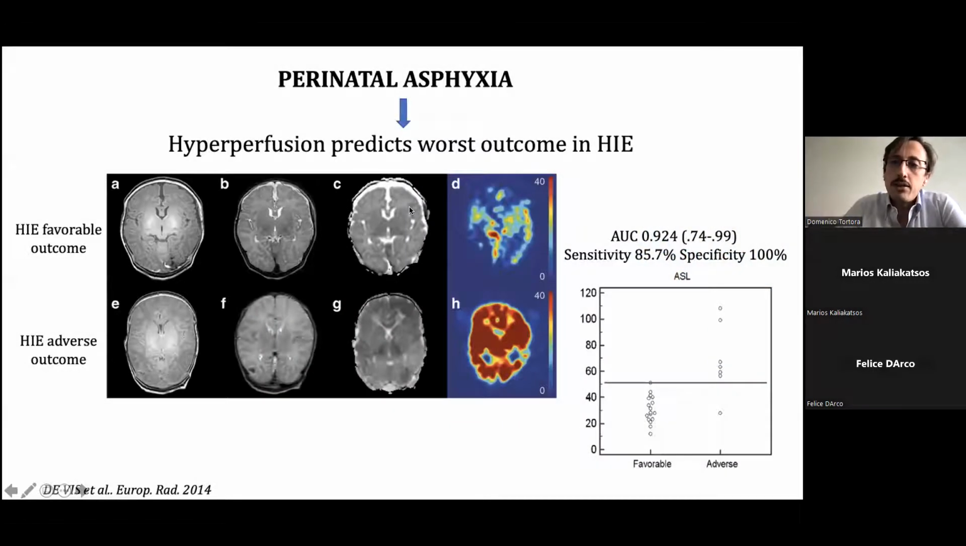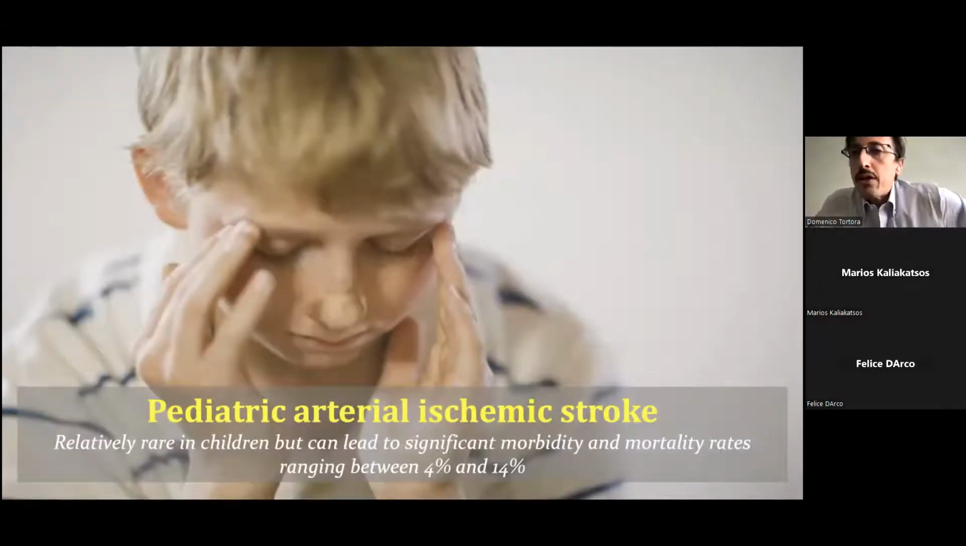It is important to look at brain perfusion in this group of neonates because ASL may provide useful information about their prognosis. In particular, if you find hyperperfusion in a neonate after a hypoxic ischemic event, the probability of an adverse outcome is significantly higher. Another important application of ASL is pediatric arterial ischemic stroke.